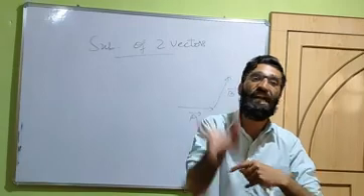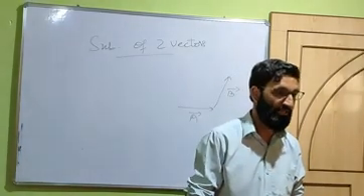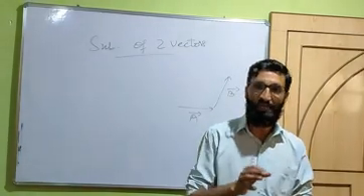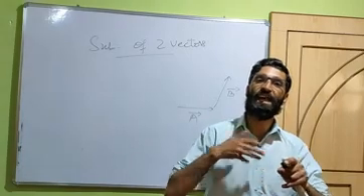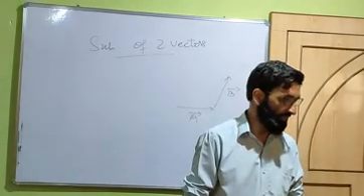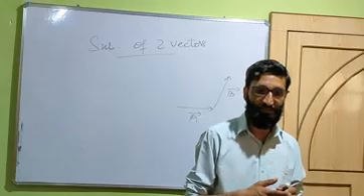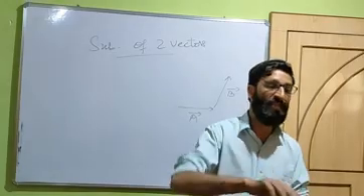Subtraction is defined as addition of two vectors. ये आप याद रखोगे पहले. This is most important point. Subtraction is defined as addition of two vectors. हम नहीं कह सकते A minus B. We take A plus minus B.